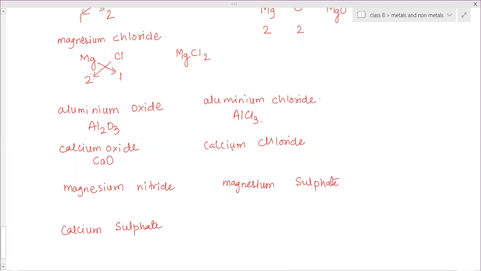Yes, Ojaswini, calcium chloride is? CaCl. No. Calcium valency? CaCl2. Calcium valency is 2, chlorine valency is 1. Cross multiply.